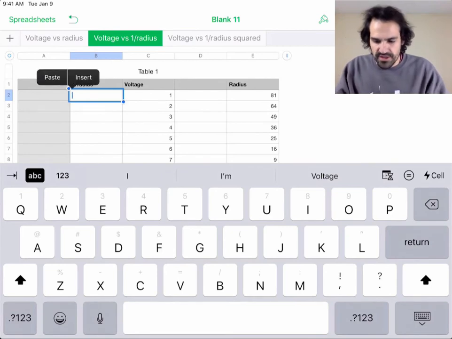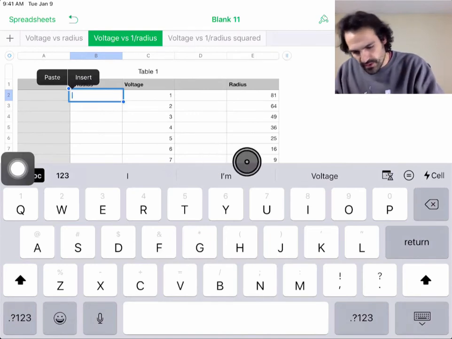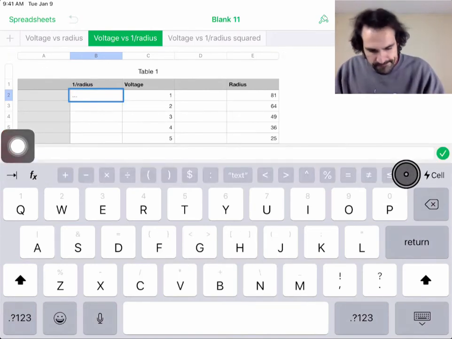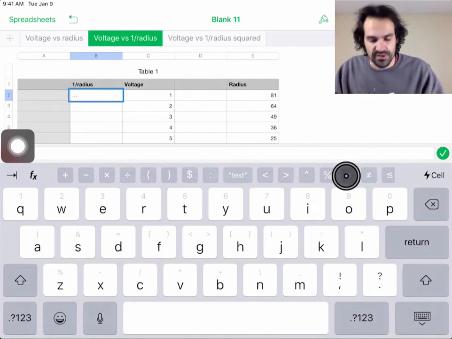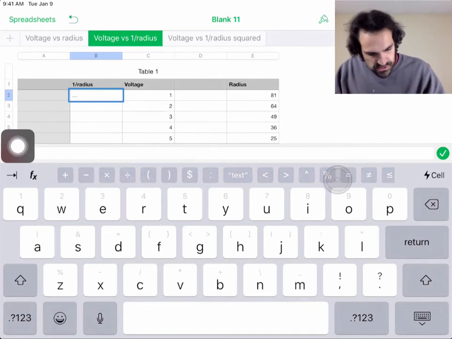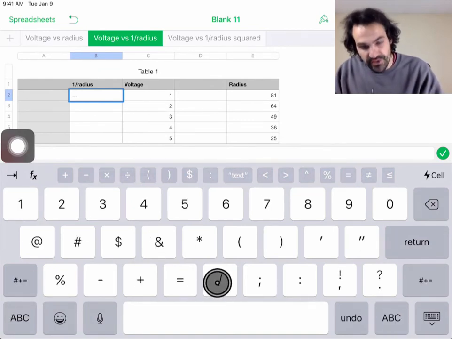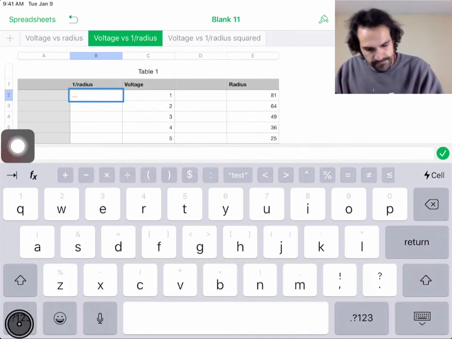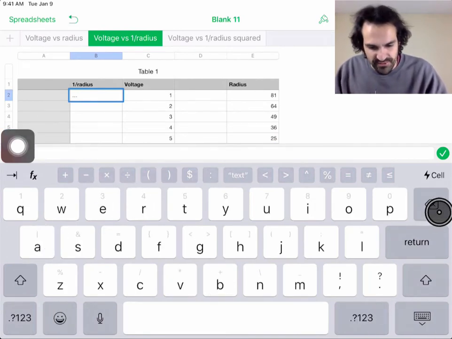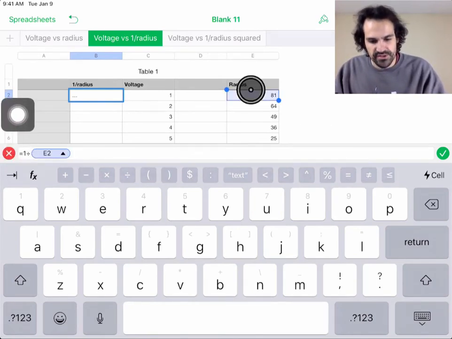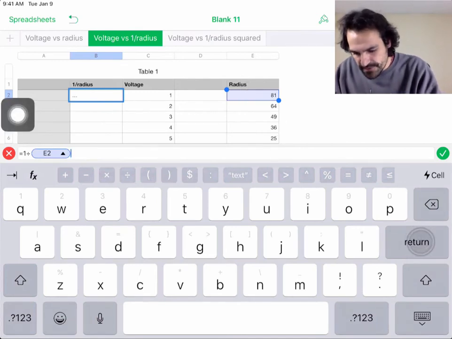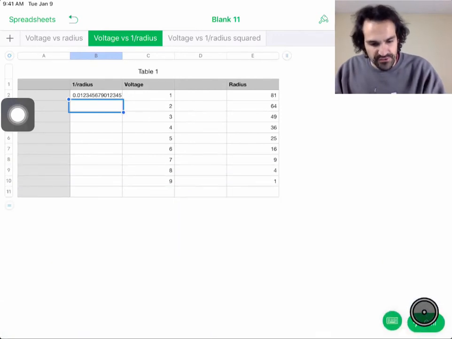And to enter an equation, you hit this equal sign right here. And we're going to hit the equal sign to start entering an equation. So this is going to be equal to 1 divided by the, not radius, you can't type that in, 1 divided by your cell, 1 divided by the radius. So all I did was click on that cell, and now if I hit return, it'll calculate the value for me.